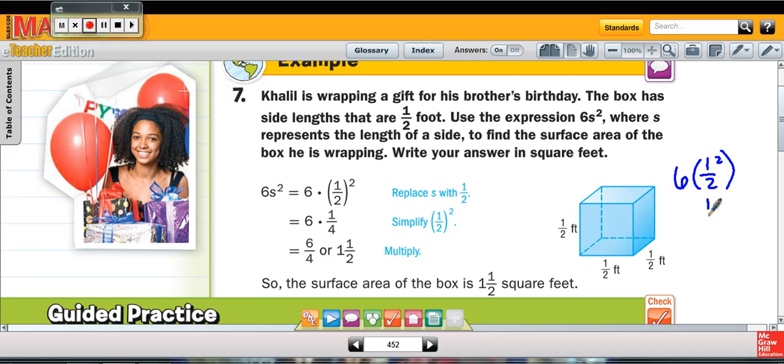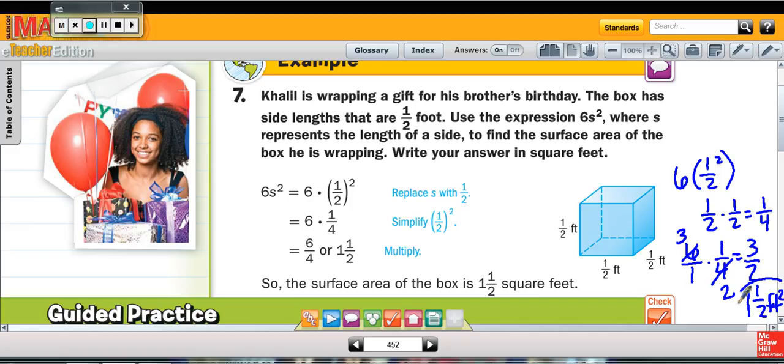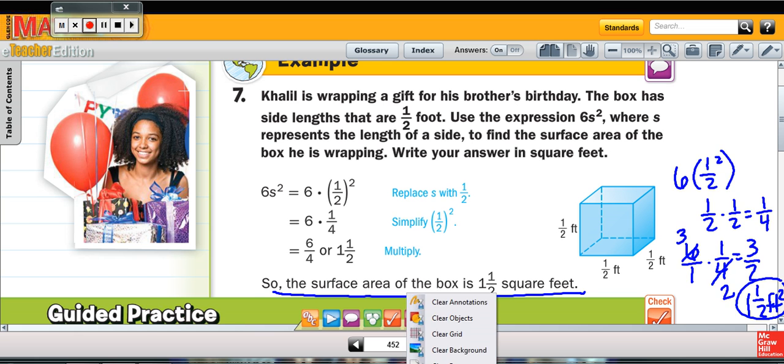So 1/2 squared would be 1/2 times 1/2, which gives me 1/4. Now I have 6 over 1 times 1/4. I can cross cancel, so this would be 2 and 3, which gives me 3 over 2, but that's an improper fraction, so we'd get 1 1/2. Because it's surface area, we're going to have square feet. Okay, and you see that here. The surface area of the box is 1.5 square feet.